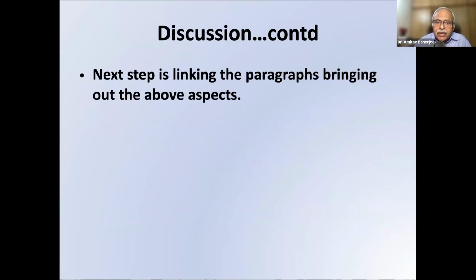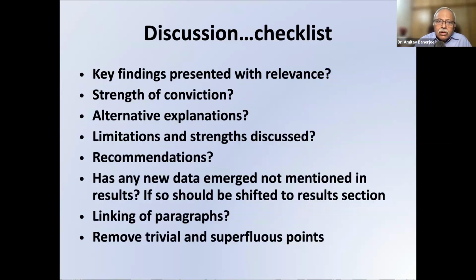So the discussion is a paragraph. This is the checklist: key findings presented with relevance and strength of conviction, that is sampling bias, measurement bias, confounding bias, alternative explanation, how results could have occurred, then limitations and strength. Your study may also have some limitations, so you mention that. And strength, that yes, I have eliminated sampling bias, that can be a strength.